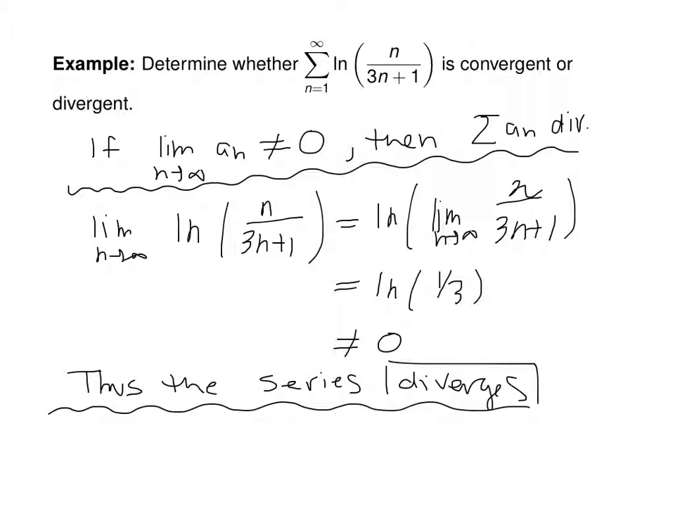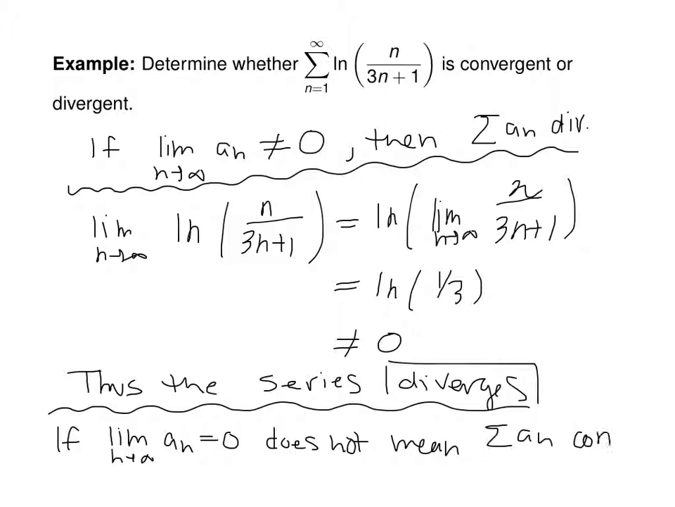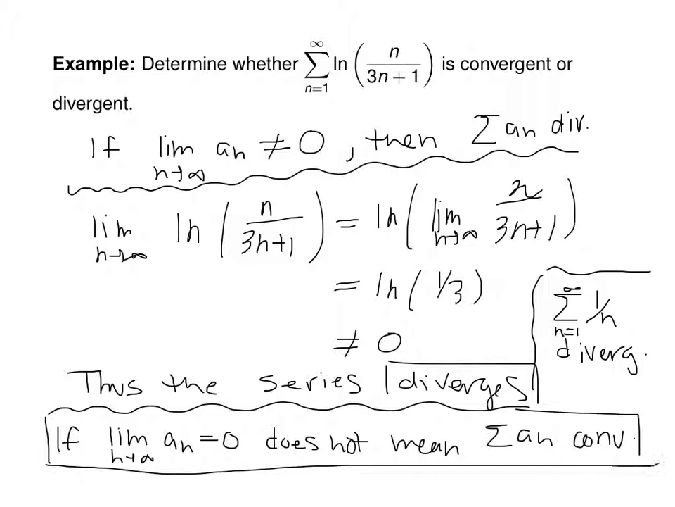And just recall that it is not true that if the limit as n goes to infinity of the a sub n's is equal to 0, that means the sum of a sub n's converges. The typical example of that is the harmonic series, the sum from 1 to infinity of 1 over n. This diverges, but the limit of the terms does go to 0. So the converse of the test for divergence is not true.